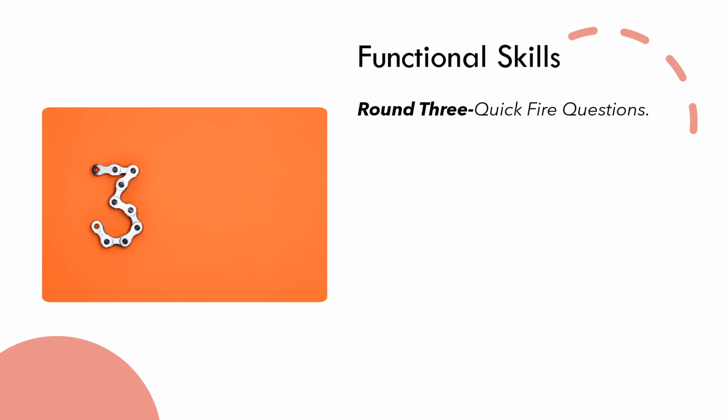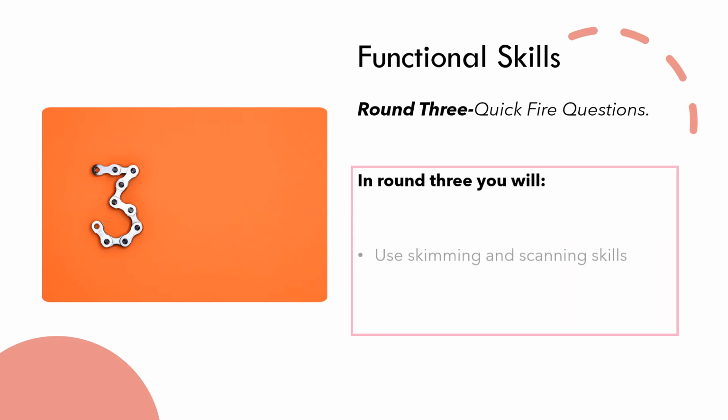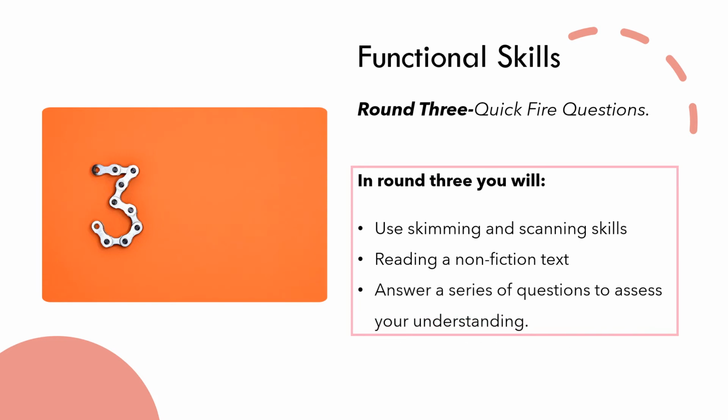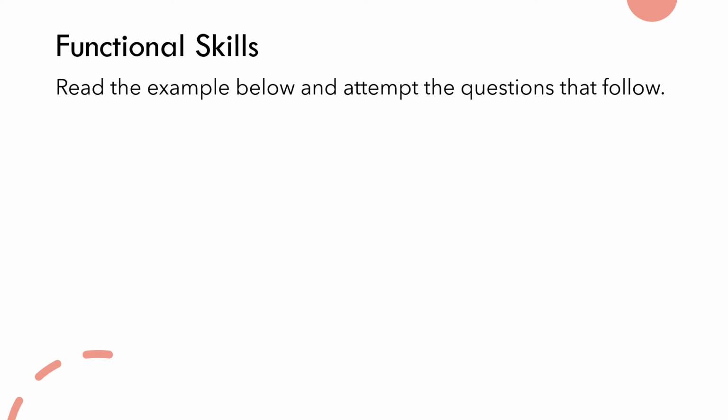Now this is really good to help develop and to improve your skills for reading, and of course other things like that that you're going to need if you're going to progress on to GCSE English as well. So for this round, you'll need to be able to use skimming and scanning skills. You'll be reading a non-fiction text, and you'll answer a series of questions to assess your understanding. Read the example below and attempt the questions that follow.